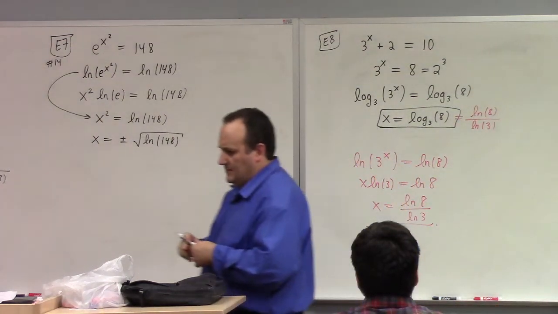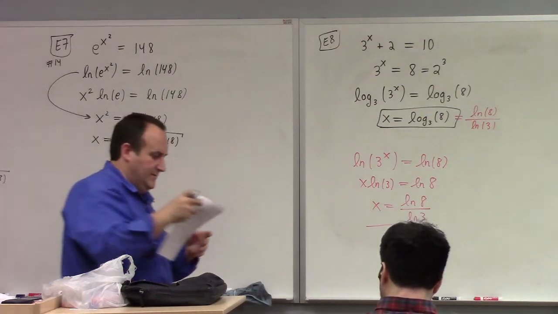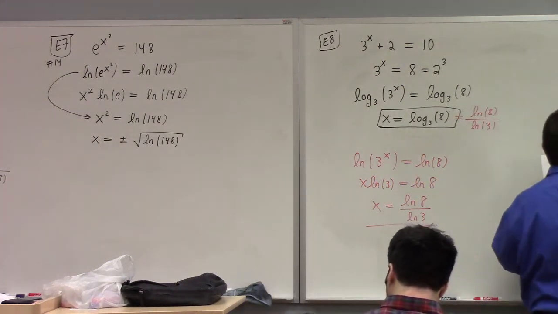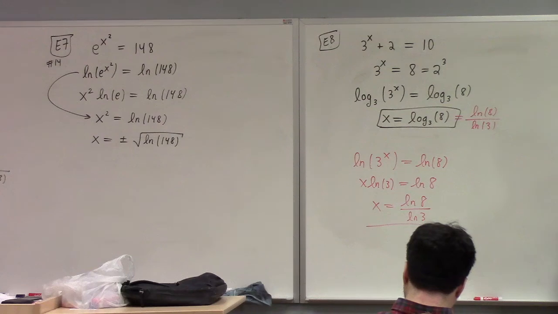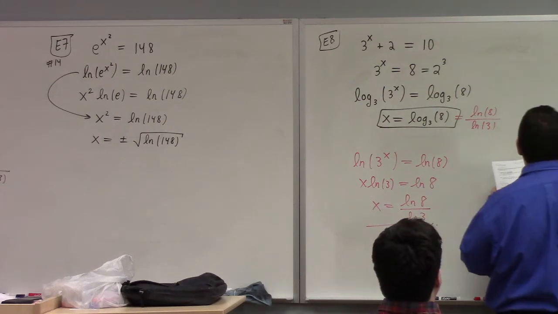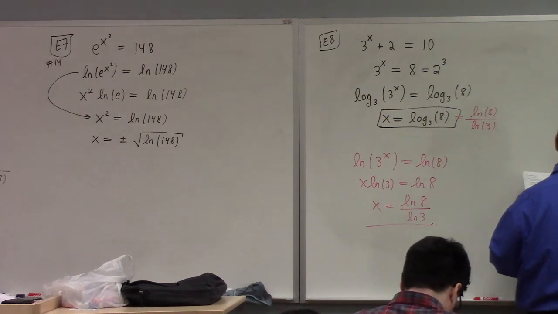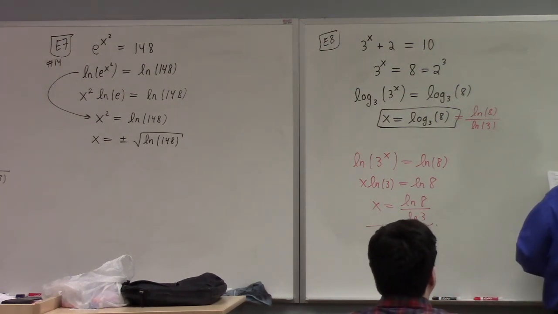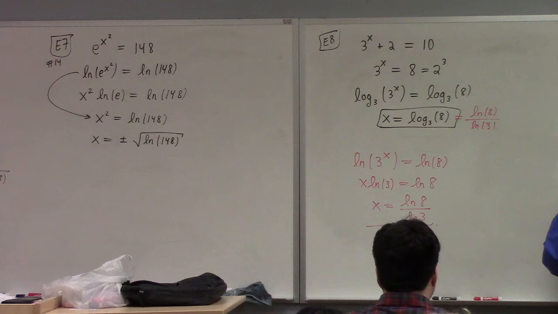Okay, so finally, let us face a legitimate monster. e to the 2x minus 14 e to the x plus 45 equals 0. Then example 10, let's say 4 to the x plus 3 times 2 to the x minus 4 equals 0.